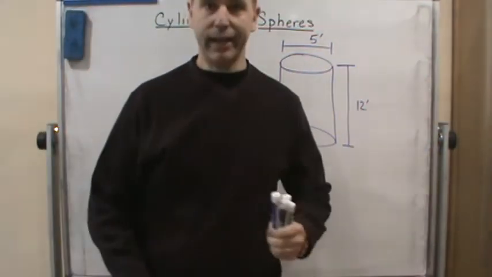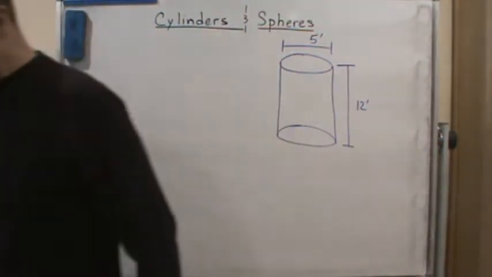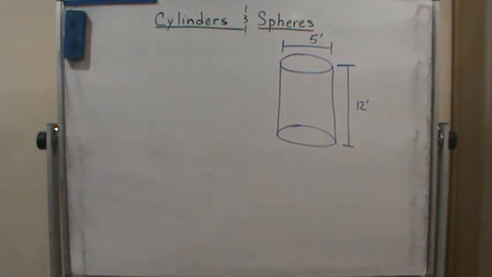Okay, welcome back, and now we're going to do another example, and this is going to be industrial technology. It says the bottom and the inside walls of the cylindrical tank, shown on the board, must be lined with sheet copper. How many square feet of sheet copper are needed? Round to the nearest whole number.